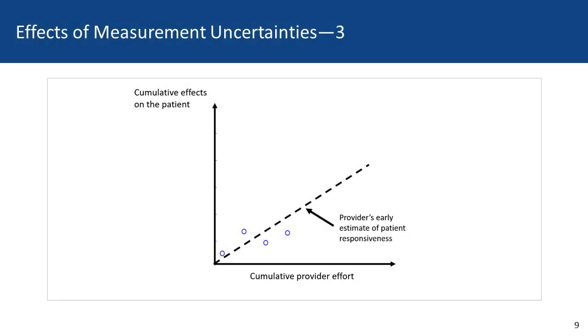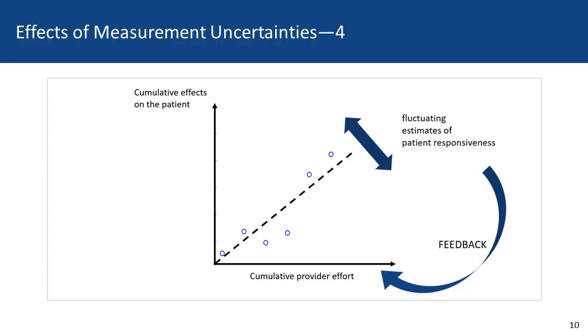So here we see what happens when the provider only sees the results of 4 sessions. So here are 4 dots representing the provider's estimates of the cumulative effects on the patient, and also a dashed line showing the provider's estimate of the responsiveness of the patient. The provider's estimates, however, will change as the provider collects more data. And we can see here that there are fluctuations in that dashed line of the estimates of patient responsiveness.